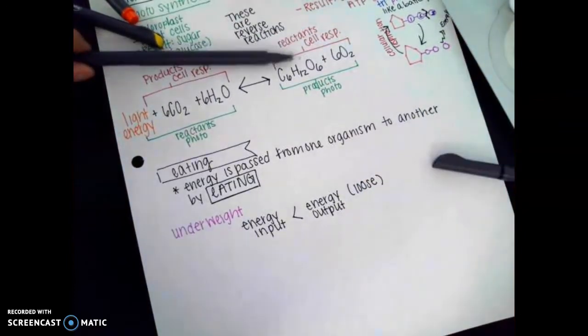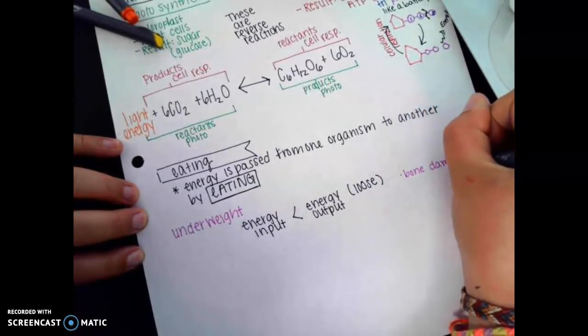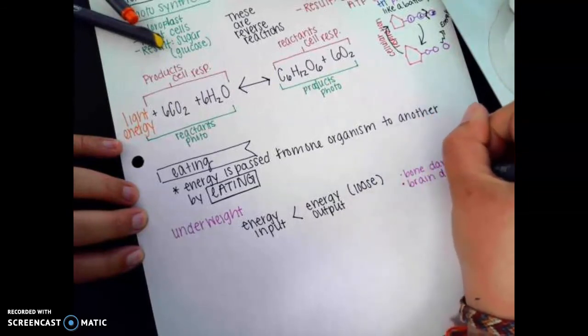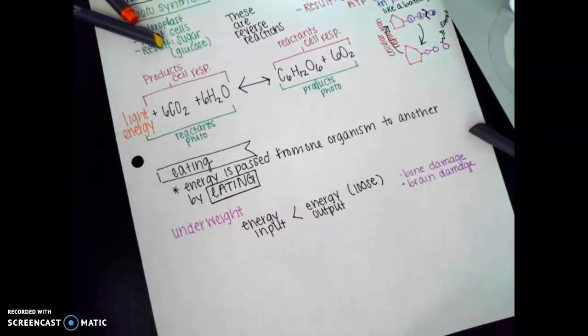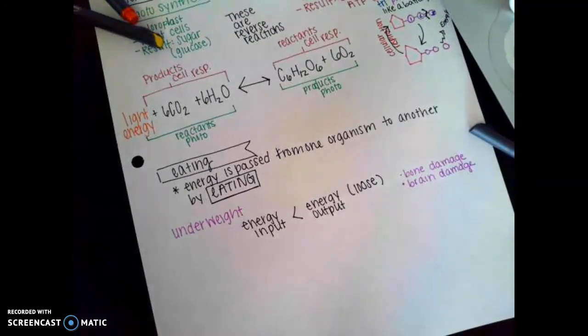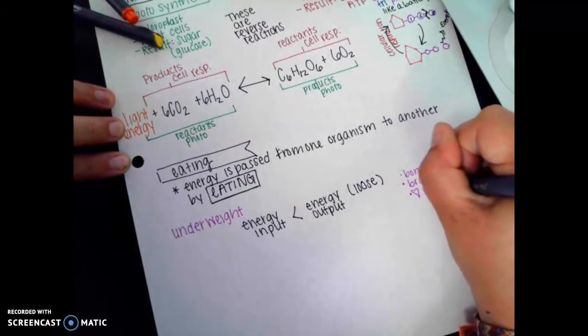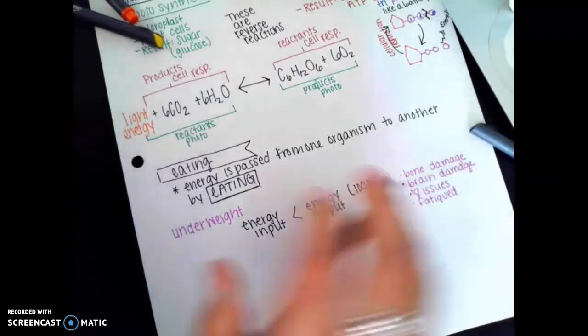Some side effects of being underweight are bone damage, brittle bones, because you're not getting the nutrients you need, brain damage, which can be like strokes, as well as heart problems, and you're tired. Fatigue. Good.